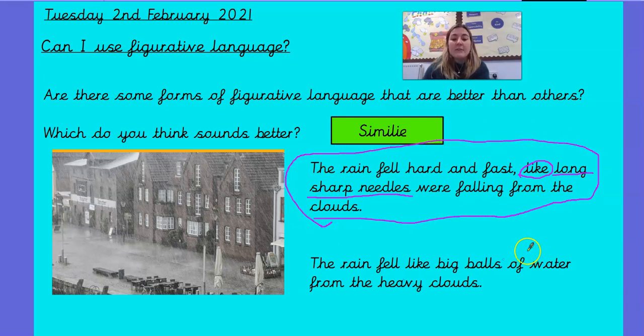So can you see that even if you use a simile, you need to be careful about what you say. You need to make sure that it's quite dramatic and builds that picture in the reader's head.